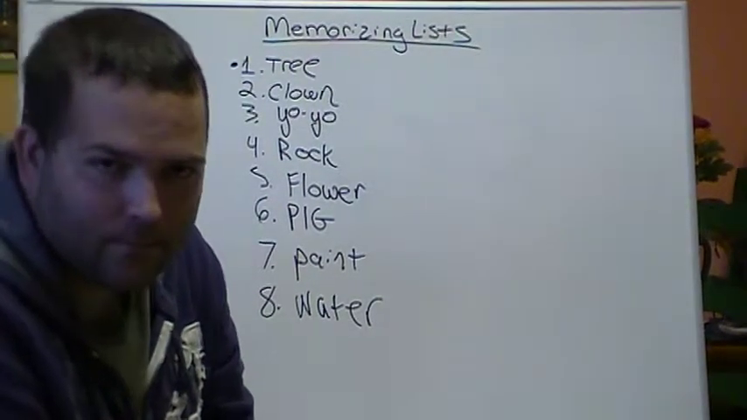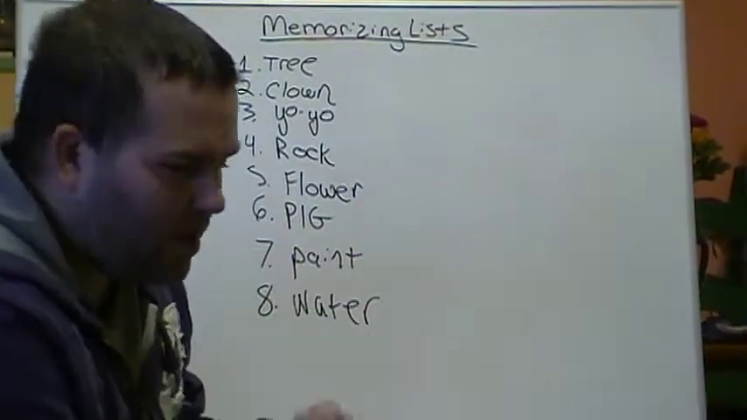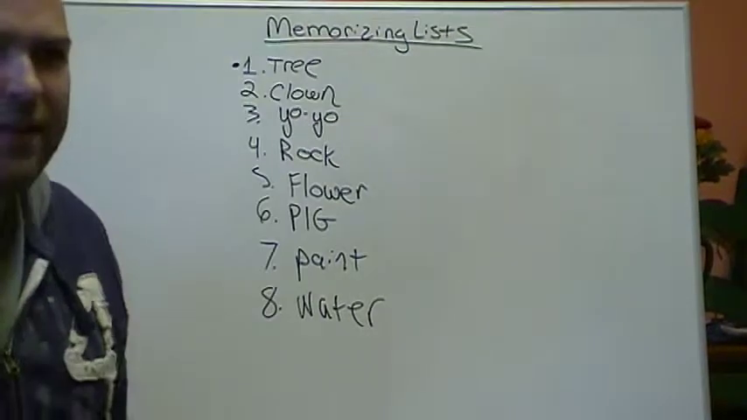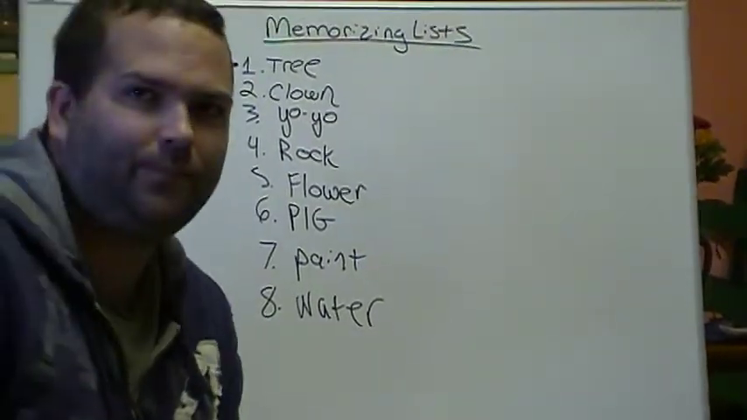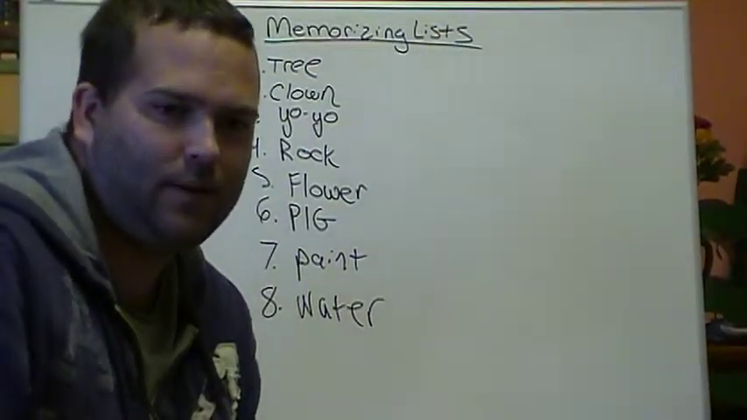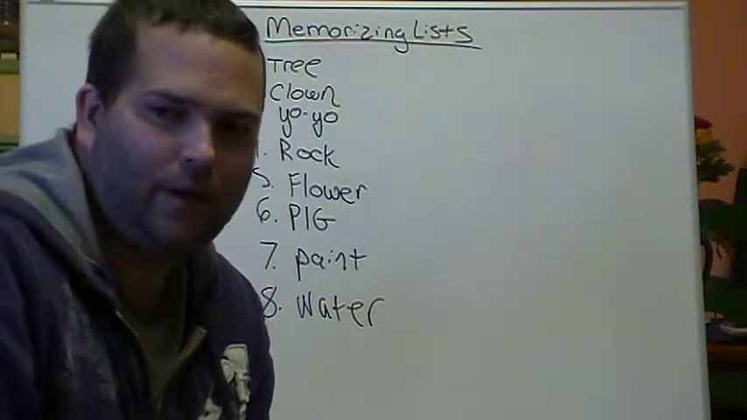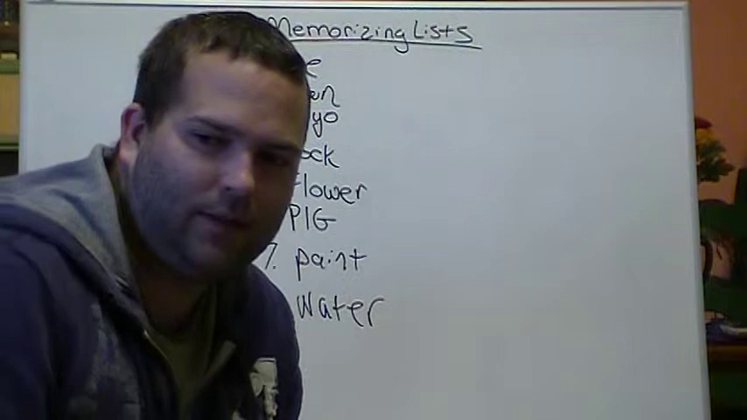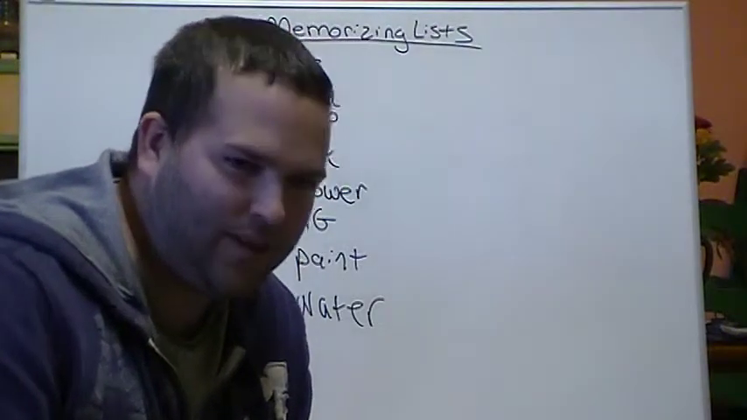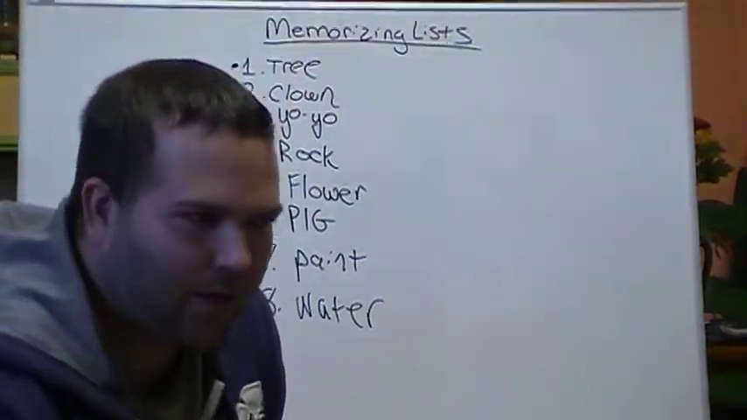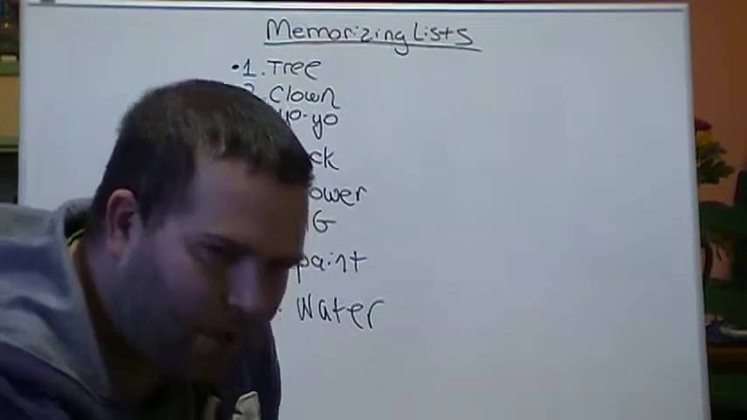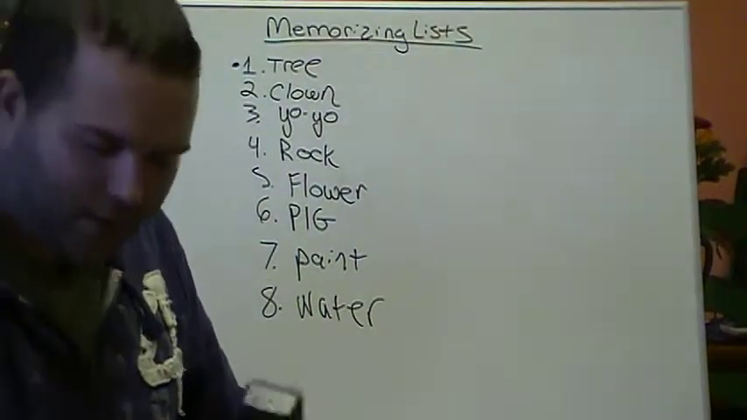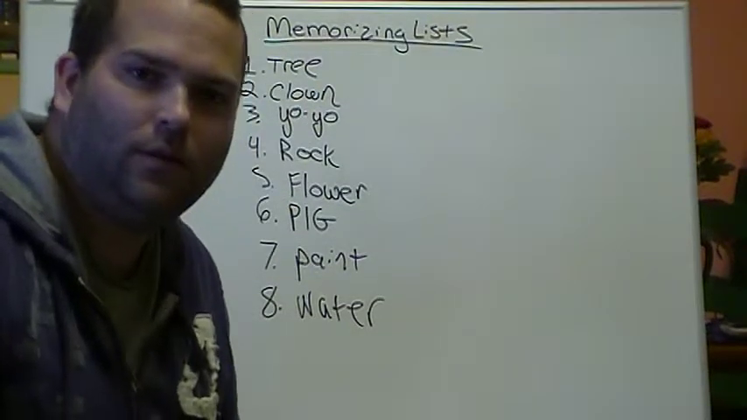Okay? Our next item is going to be a yo-yo. So you want to take your image of the clown hitting the ground and connect it to a yo-yo. So perhaps the clown is crashing into the ground, and next to him is a yo-yo. He picks up the yo-yo and starts throwing it out in front of him. See the clown playing with this yo-yo.